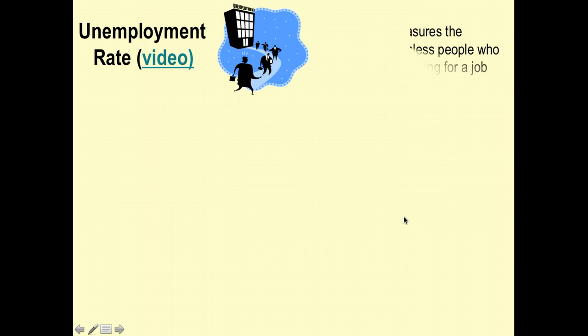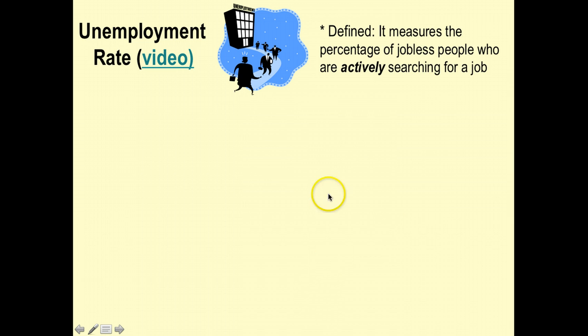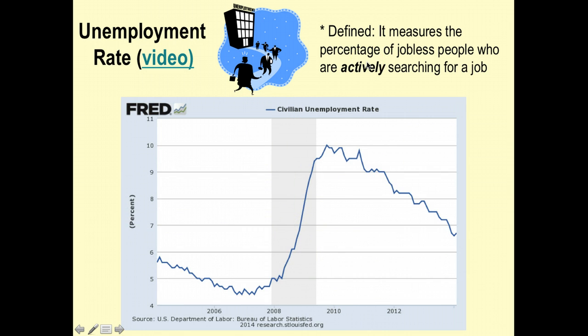The last little concept you have to know, which to me is the easiest one, is the unemployment rate. And remember, when you put the prefix un in front of a word, that means not. All right. So what this statistic measures is the percentage of jobless people who are actively searching for a job. And that's important because the unemployment rate does not include people who have given up and stopped looking.